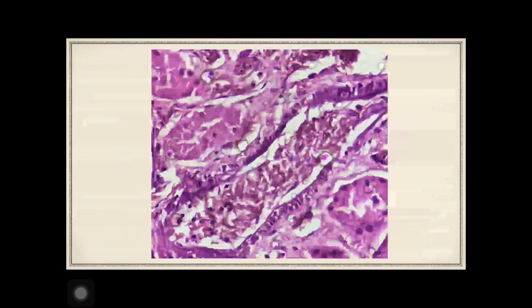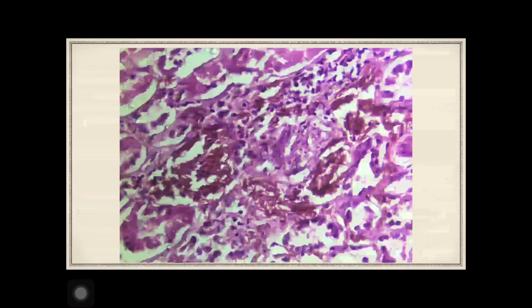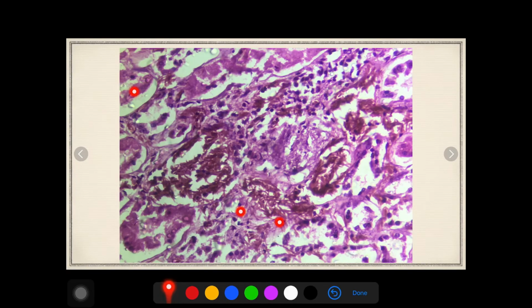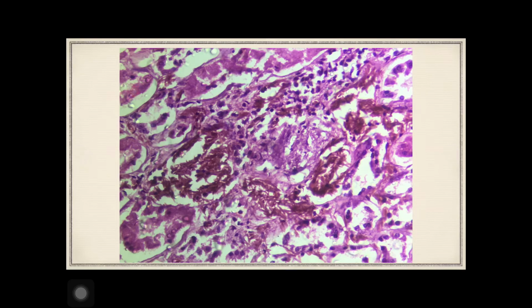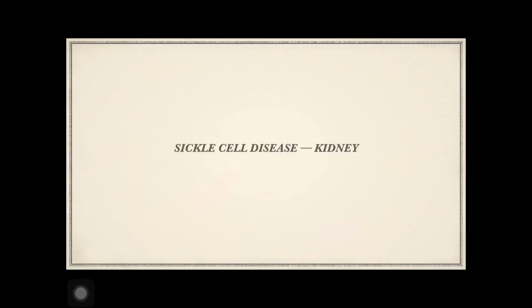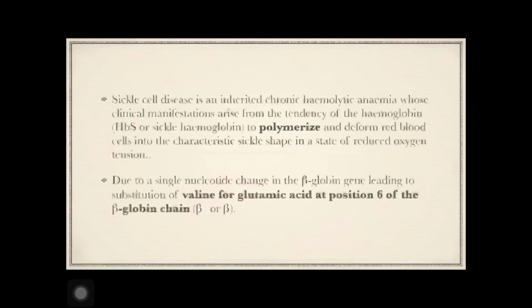The RBC morphology is different. It is sickle in shape in this picture. In this picture it is more clear, the sickled RBCs. We can see the sickled RBCs inside the vessel. The diagnosis is sickle cell disease kidney.